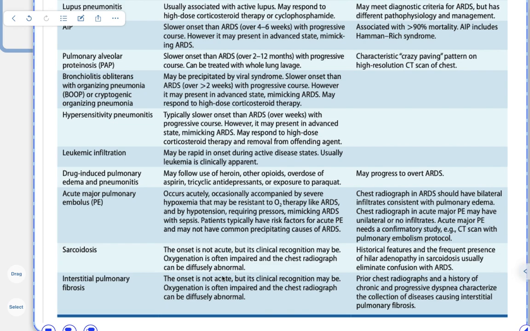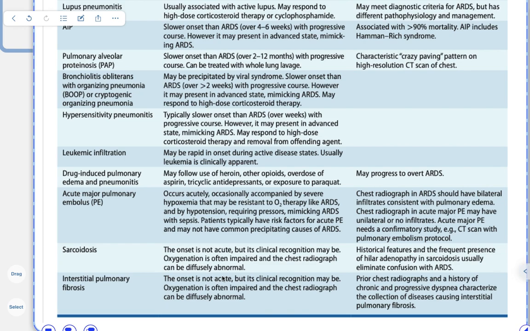Then, acute major pulmonary embolism. This occurs acutely, occasionally accompanied by severe hypoxemia that may be resistant to oxygen therapy, like ARDS, and by hypotension requiring pressors, mimicking ARDS with sepsis. The patients typically have risk factors for acute pulmonary embolism and may not have common precipitating causes of ARDS, like a patient having an active cancer or having a history of hemoptysis, or if the patient has been immobile for some time. So all these factors are not the precipitating causes of ARDS.